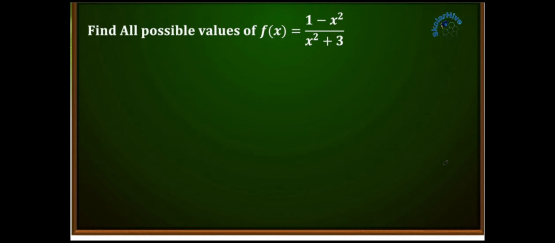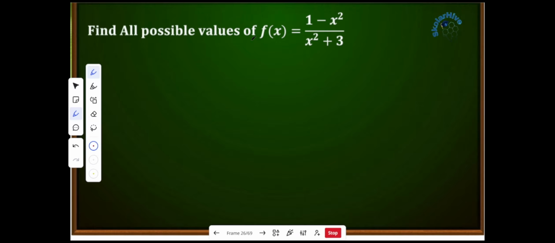Now let's move to another question. Over here we need to find all possible values of this function f(x) given as (1 minus x square) upon (x square plus 3). So we need to just find the values of this function. They might also ask, in place of all possible values, to find the range of the function.